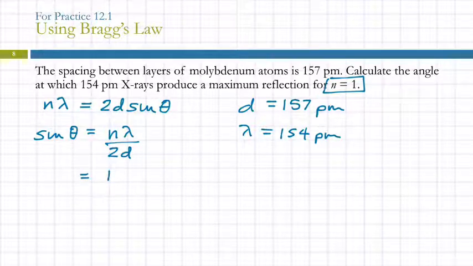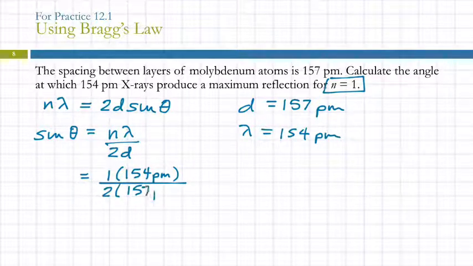So n is 1. Lambda is 154 picometers. Always write the units in. 2 times D is 157 picometers. And we see that those units cancel out, picometers over picometers. So we don't have to convert them to meters or centimeters or anything special. But they do need to cancel out. So this gives us a value.